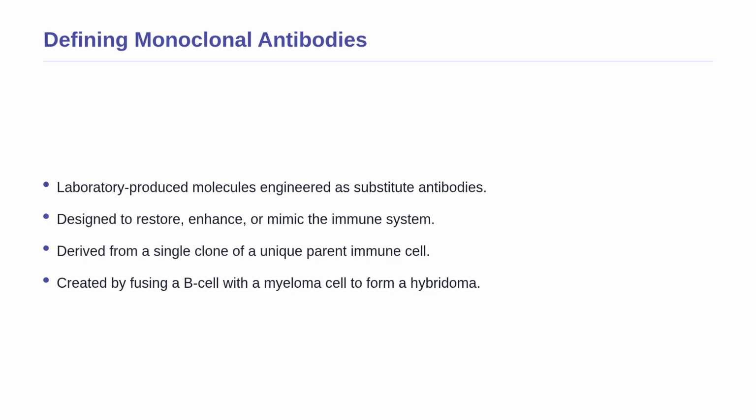It means that every single antibody in the batch comes from a single clone of a unique parent immune cell. Scientists typically create these by fusing a specific white blood cell, called a B cell, with a cancer cell, called a myeloma, to form what is known as a hybridoma. This allows the cells to multiply indefinitely while producing the exact same antibody.